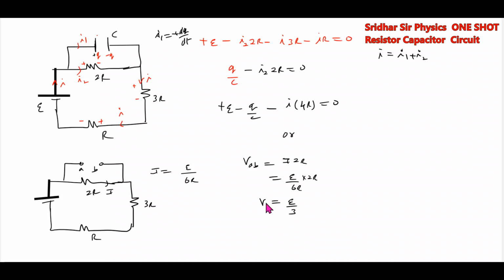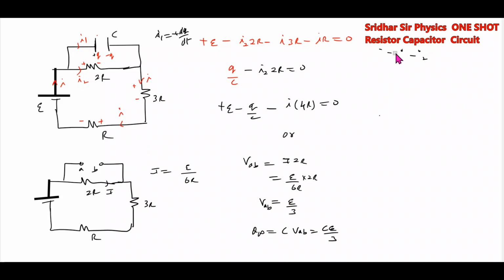E by 3. Then the charge Q infinity equal to C into VAB, C by 3. Then what is the time constant? How to find out the time constant of circuit? Time constant of circuit you have to find out in this way.